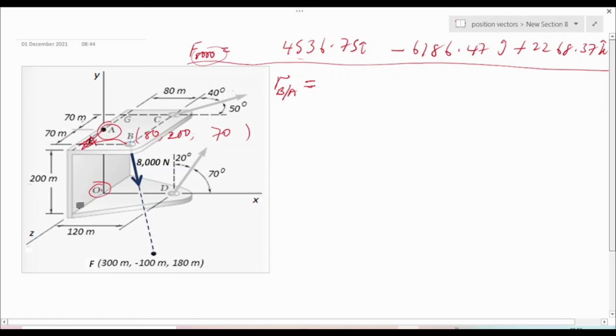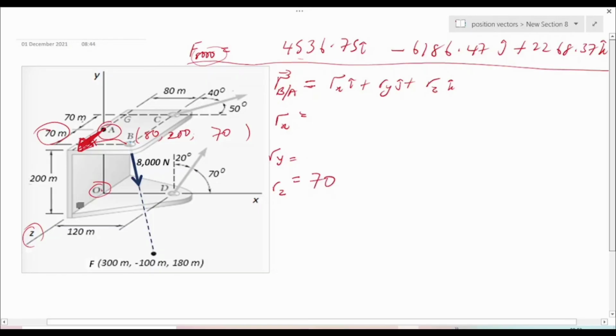But first and foremost, let's write out that this is equal to Rx i plus Ry j plus Rz k. So we need a value for Rx, a value for Ry, and a value for Rz. First, to move from point A to point B, one may first travel along the z-axis direction by a distance of 70 meters, and it's going to be positive because it is in the same direction as the z-axis. So we have our Rz to be 70.